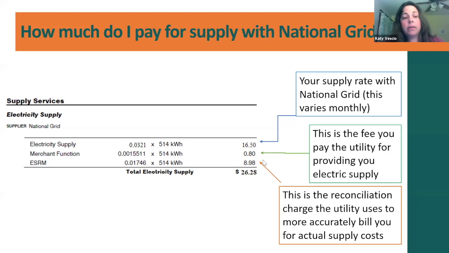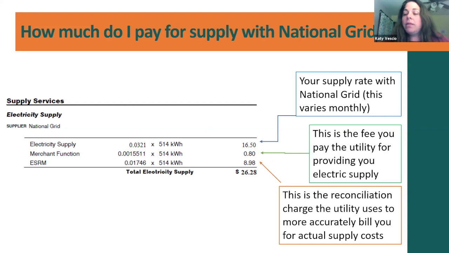Lastly, you see that last line, ESRM. We get a lot of questions about what this is and what it means. Does it stay there in the CCA program? No, it does not. Currently, if you're a supply customer of the utility, the ESRM is a mechanism that they use to reconcile your supply charges to more accurately bill you for your supply costs. It is a true up, essentially, so that they can correct and reconcile and ensure that they're billing you accurately for the supply that you used.